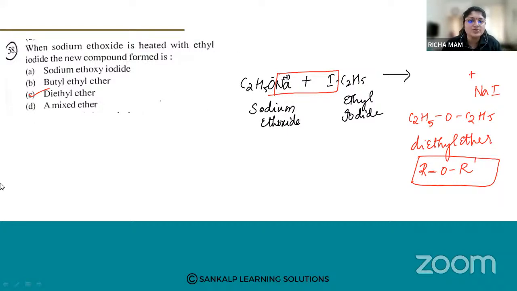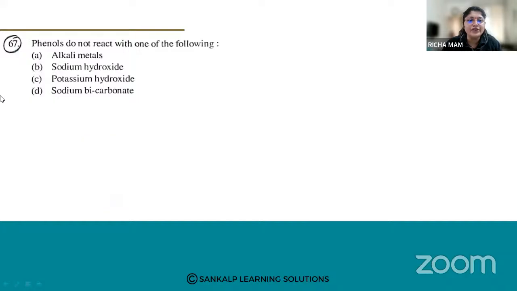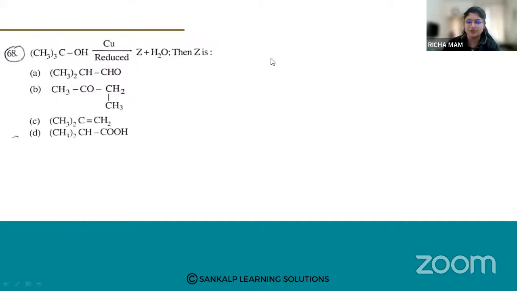So let us go for the next one. Phenols do not react with one of the following. So phenols do not react with what? A, alkali metals; B, sodium hydroxide; C, potassium hydroxide; and D, sodium bicarbonate. Tasmiya and Vedvati have answered D. Yes, option D is the correct answer.